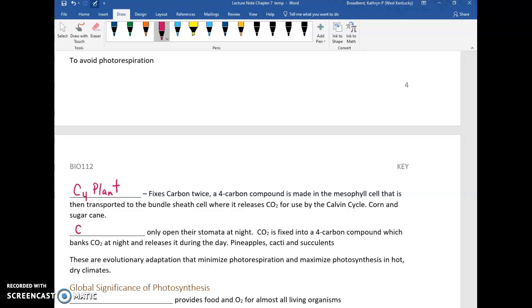There are also CAM plants, and these only open their stomata at night. Again, carbon dioxide is fixed onto a 4-carbon compound, and it banks the carbon at night and then releases it during the day. Pineapples, cactus, and succulents are CAM plants. These are evolutionary adaptations that minimize photorespiration and maximize photosynthesis in hot, dry climates.